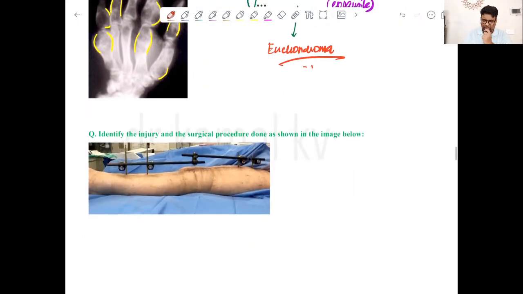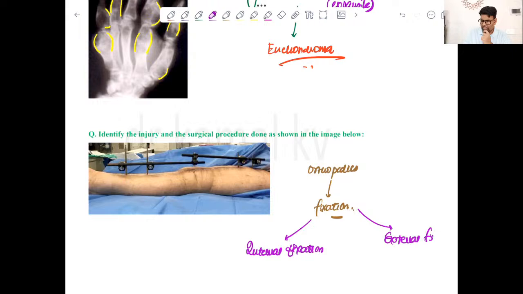So this is enchondroma. Now next question, you can see a procedure which has been done, and what you can say about this image? In orthopedics, we do fixation, right? And fixation, we have two categories. Either we can do internal fixation, or we can do external fixation. Clear? So this is not actually Ilizarov. Ilizarov is ring assembly, right?